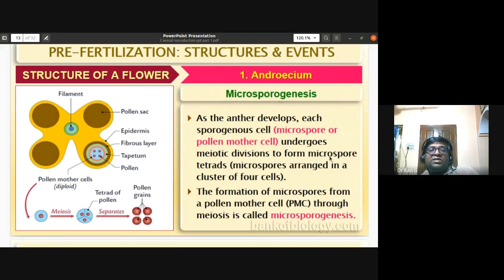Microsporogenesis. So what is microsporogenesis? Formation of pollen grains from a pollen mother cell or microspore mother cell. We call that process microsporogenesis. In this microsporogenesis, meiosis is involved. The 4 pollen grains have now formed; that is microsporogenesis.